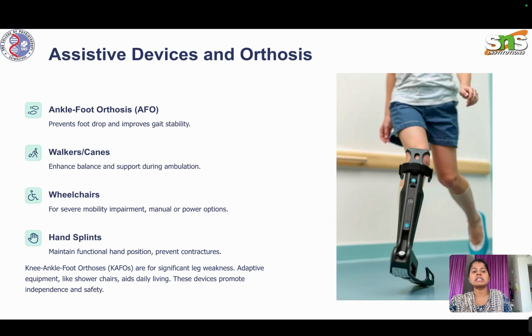Assistive devices and orthoses are also given to the patient to help overcome the disability, that is AFOs, walkers, canes, wheelchairs, and hand splints.